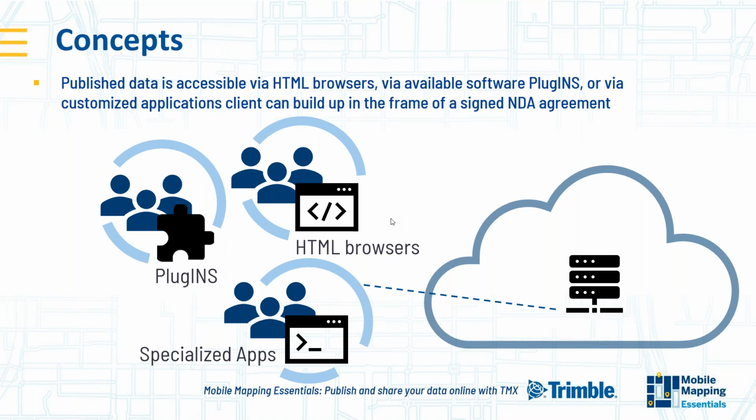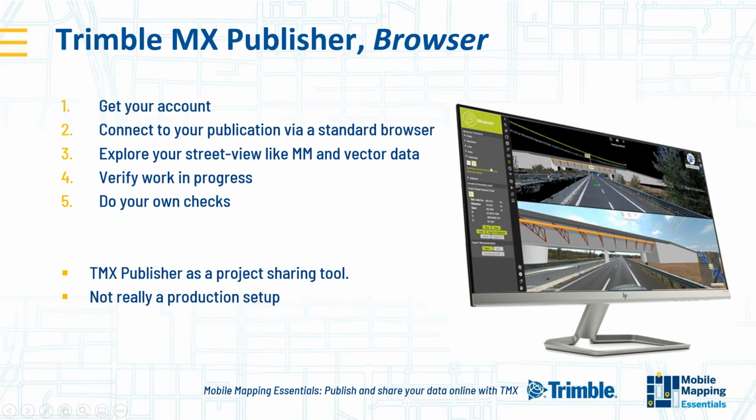Again, so let's start from the access through the browser. As soon as you get an account from the publisher administrator, you open the browser, provide the IP address, and then you are connected to your publication. And once you're in the publication, you are able to navigate into your data set. You can navigate through the vector data, which may have been uploaded on the publication as well. And then you can basically do your own checks. You can verify the measurement, you can verify the data which has already been uploaded.